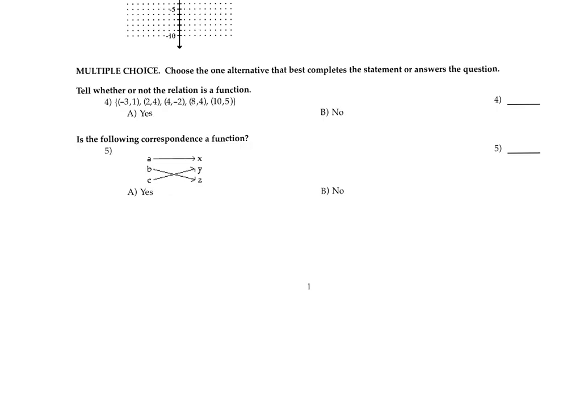And if you want to write them out as ordered pairs, you can. It's a little bit different because they're letters, maybe, but still the same idea.